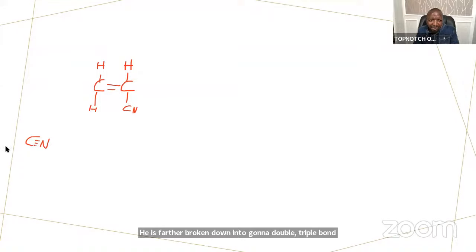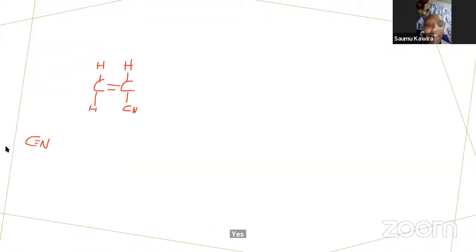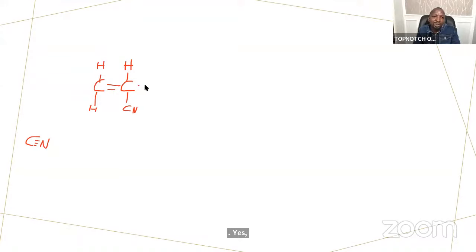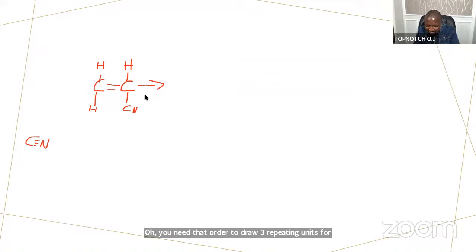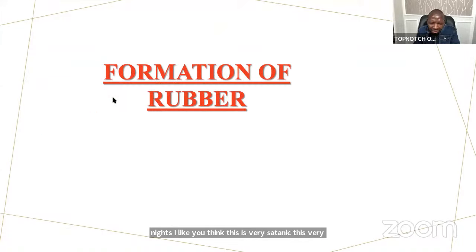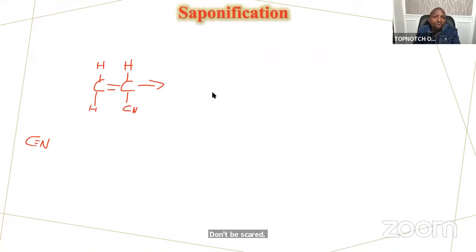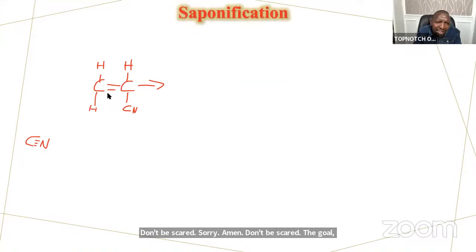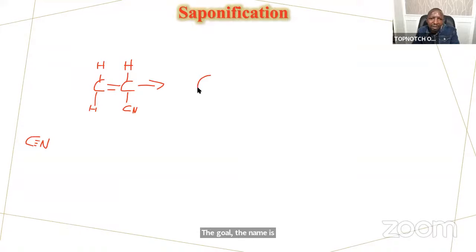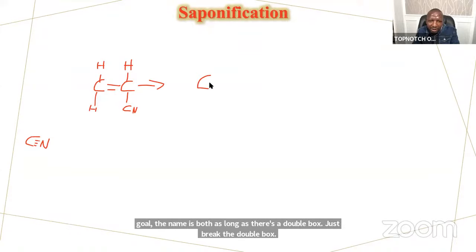Can you see my screen? You are told to draw three repeating units for this, and because the examiner has told you it is propenonitrile, you think it's very hard. It's very easy, my dear. Wherever you are carrying out any polymerization, don't be scared because the name is tricky. As long as there's a double bond, just break the double bond and change it to a single bond.